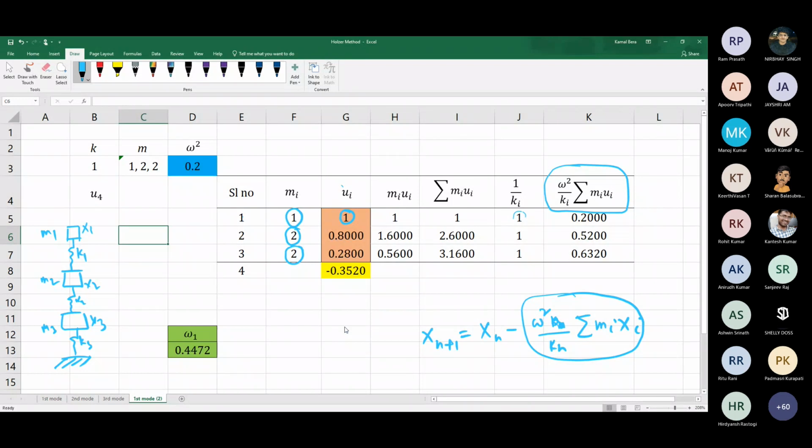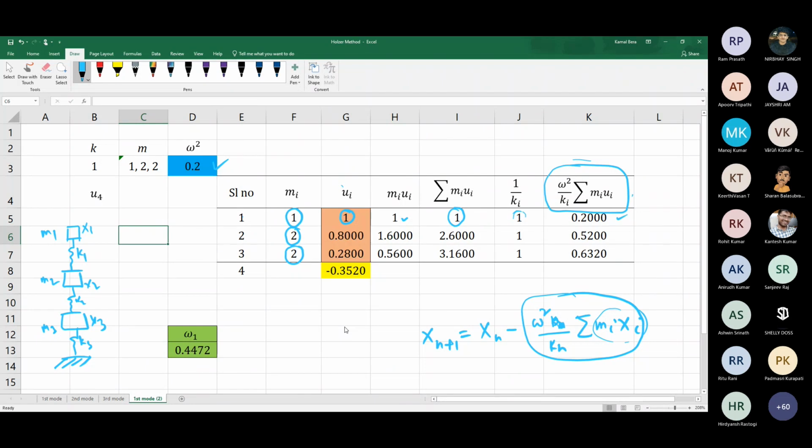Now systematically I am calculating. So I am trying to find out what is miui. For the first case, miui is 1 into 1, which is 1. Summation of miui is only 1, because it is M1 into U1. Then I am calculating this. As a trial value, I have chosen omega square equal to 0.2. Let's see what will happen. So I got this.